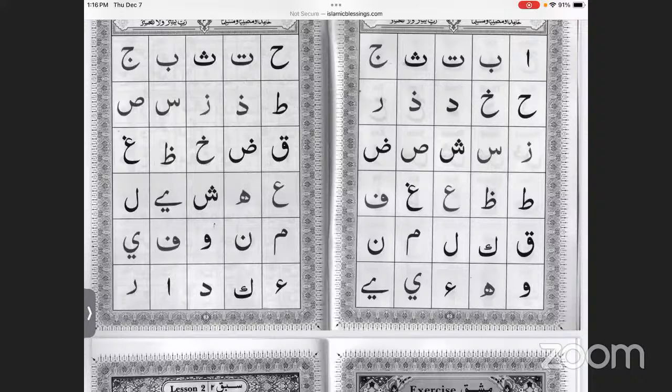Ra, za, seen. Sheen. The one without a dot we call seen, and the one with the three dots is sheen. So it's seen and sheen. You got it? Your lesson today: you get one alif to sheen.